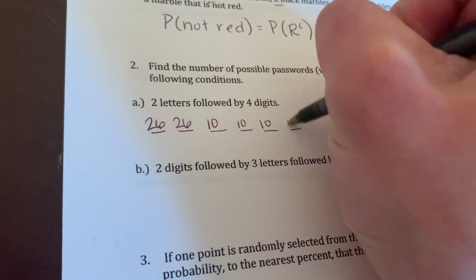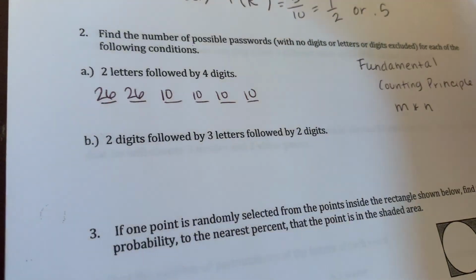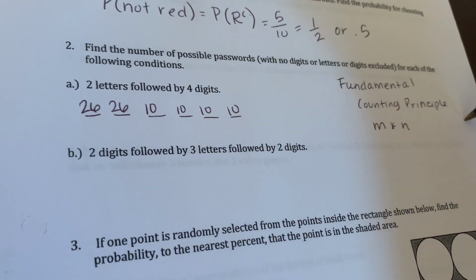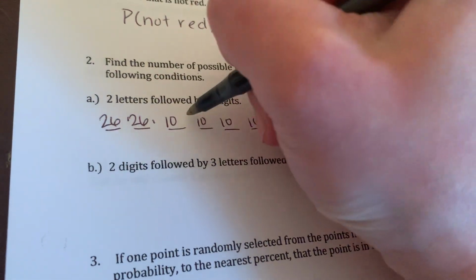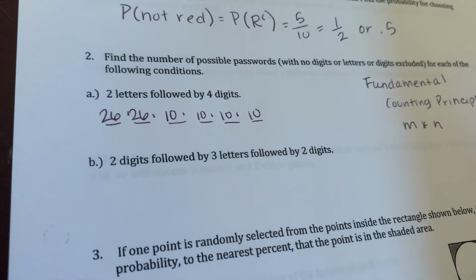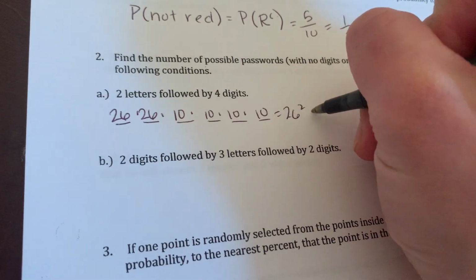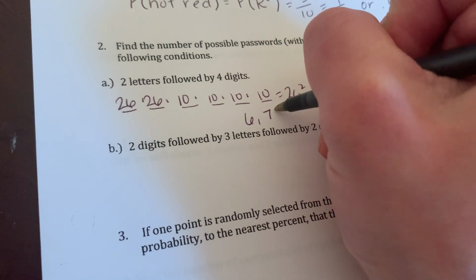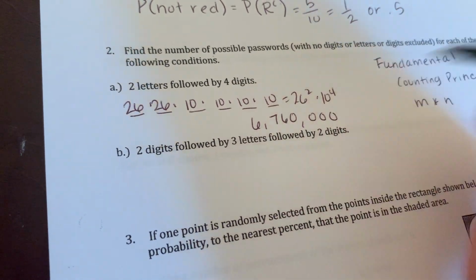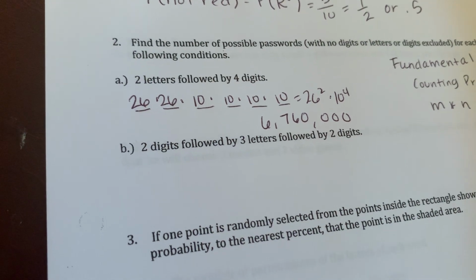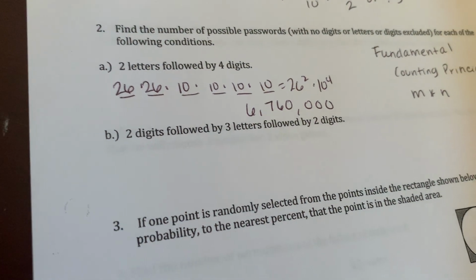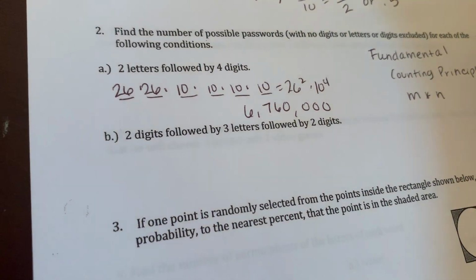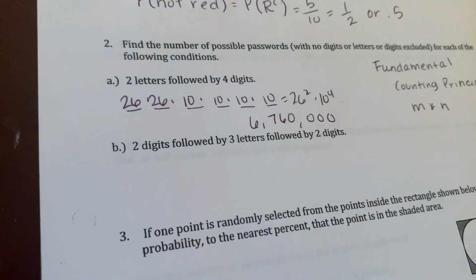So you put all your options down. I have 26 ways to find the letters, and then 26 more, and then 10, and then 10. The fundamental counting principle says that you can multiply all of your ways together. So that'd be 26 to the second times 10 to the fourth, and you can put that in your calculator. That's 6,760,000. The graphing calculator, if you're using it, will probably give you scientific notation. So just do 26 times 26 and add on 4 zeros.